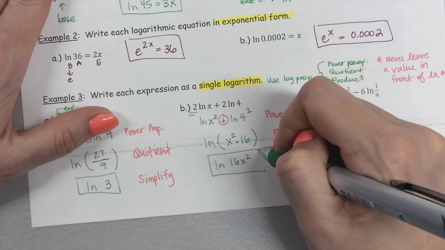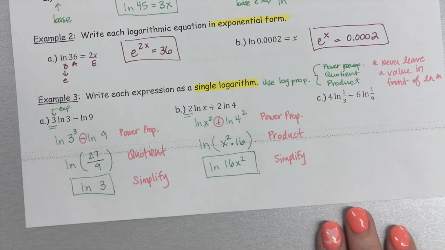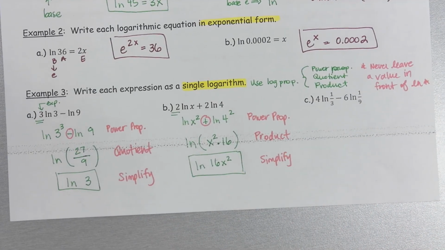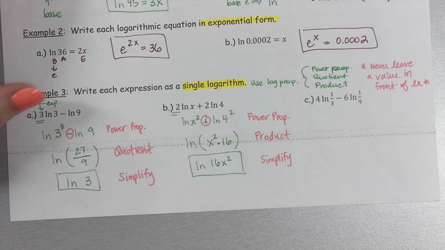Go ahead and make any edits that you need to, and then I want you to start part C. If we use part A and B to help us with what we should do first, we can see that we use the power property. We're going to do as much without a calculator as we can.